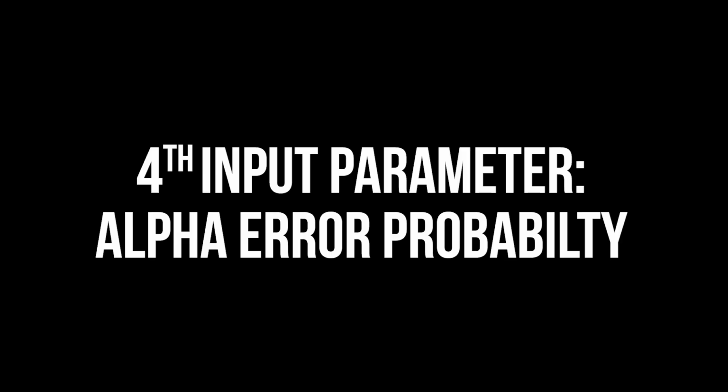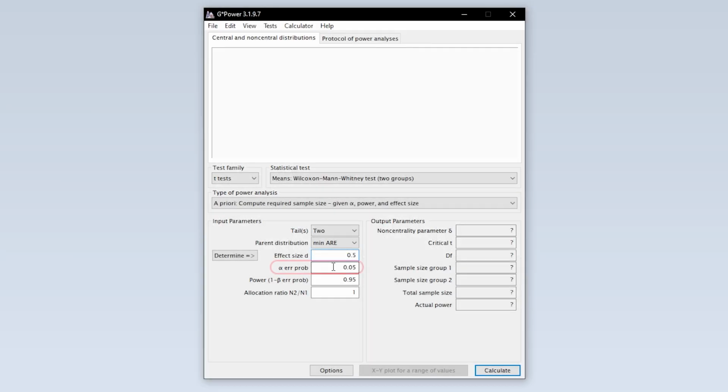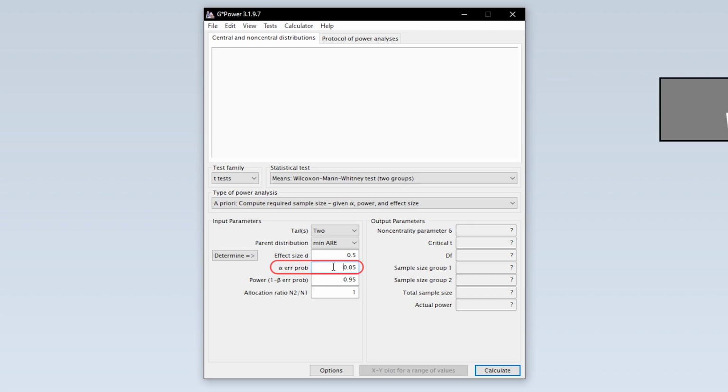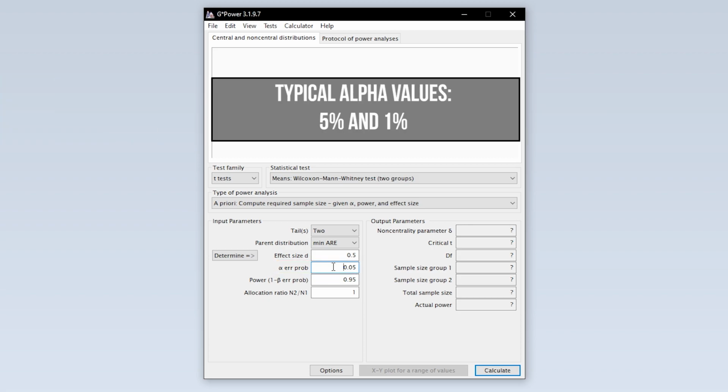The fourth input parameter is the alpha error probability, which is the probability of committing a type 1 error. In short, this is the probability of wrongly rejecting the null hypothesis. 5% is the typical convention, 1% is a bit more restrictive. A value above 5% should be avoided.